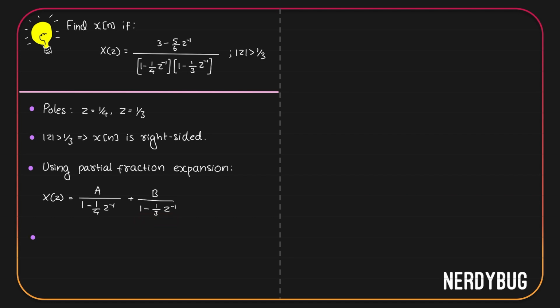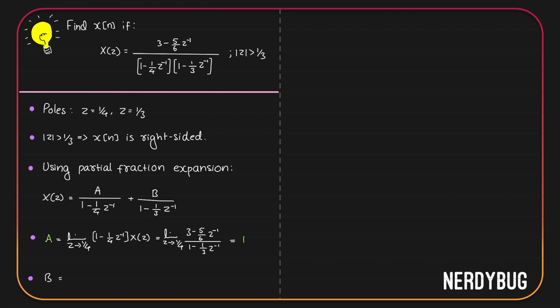By using the same method we used in the Laplace transform, a will be equal to limit z tends to the pole 1 by 4, 1 minus 1 by 4 z inverse multiplied by x of z. That is limit z tends to the pole 1 by 4. If you multiply x of z with 1 minus 1 by 4 z inverse, this will be cancelled. So we get 3 minus 5 by 6 z inverse divided by 1 minus 1 by 3 z inverse. Here if you give z equal to 1 by 4, this will simplify to 1. So a is 1.